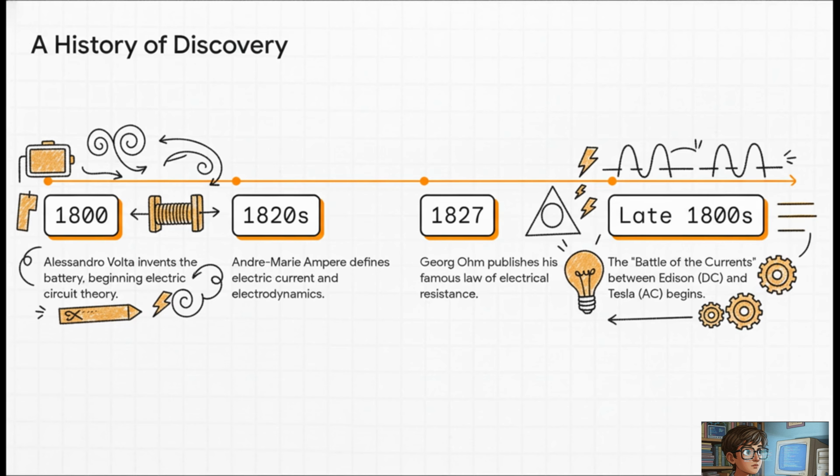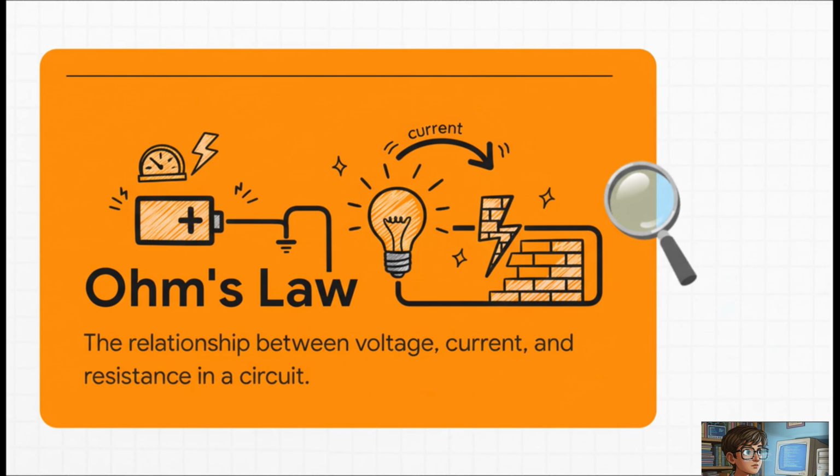Volta gave us the battery, our first steady source of electricity. Ampere figured out what current even was. And George Ohm, well, he gave us the law that ties it all together. It's an amazing story of human curiosity, literally building the modern world. And that brings us to the big one, Ohm's law.